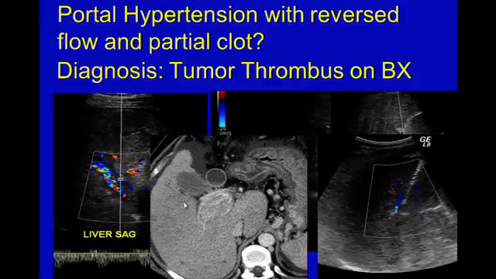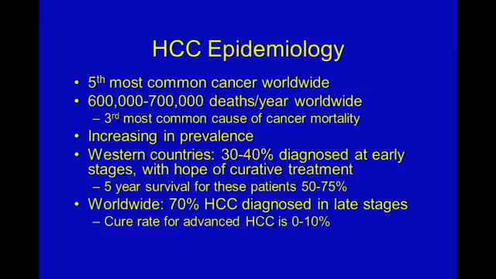Now often the tumor itself is not very visible on either CT or on ultrasound, and therefore the biopsy is very useful. So speaking of hepatocellular carcinoma, it's a common cancer. It causes a lot of deaths per year worldwide, and it's increasing in prevalence.